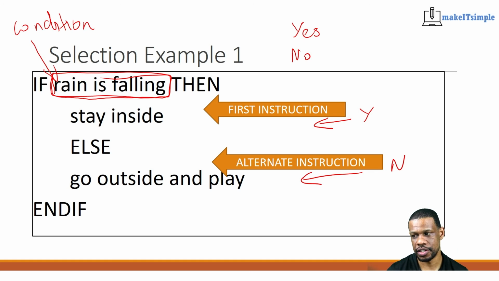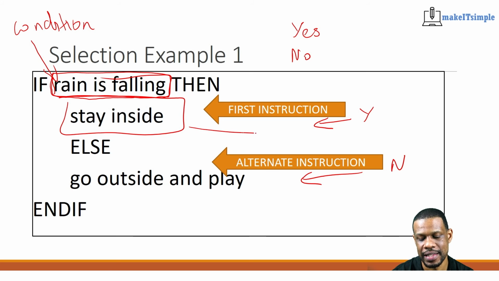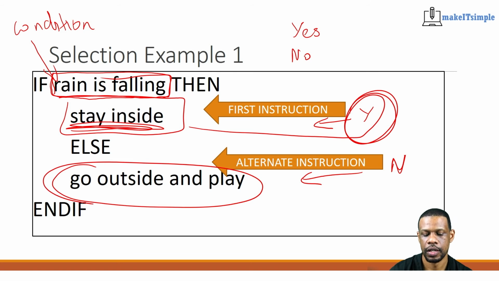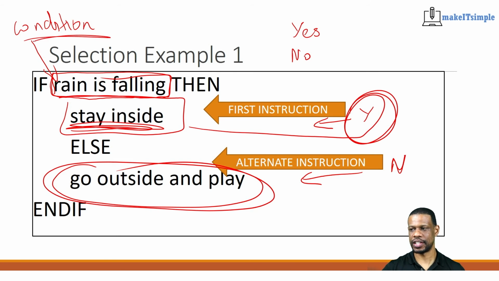Everything hinges on the condition. Based on what the condition is, it's going to determine which instruction you choose. So the first instruction, stay inside, is going to be chosen if your answer is yes. So yes, rain is falling, then choose this option. No, rain is not falling, then choose this option. Everything hinges on the status of the condition. The condition could be any condition that a computer will be able to understand. So when we're giving our computer instructions, we have to give the conditions based on how they understand things. And as the previous videos showed, computers understand variables and logic.